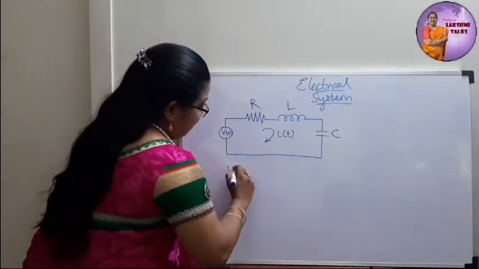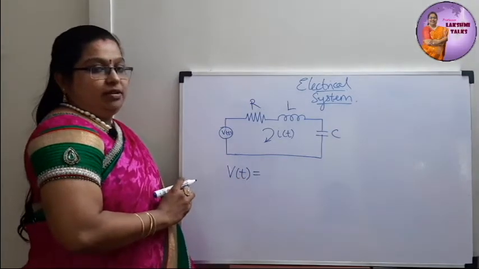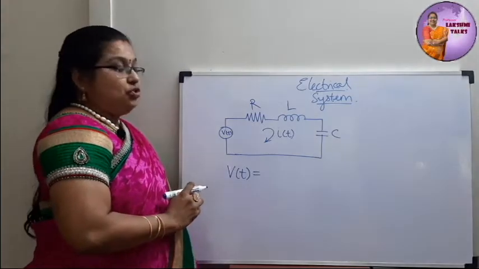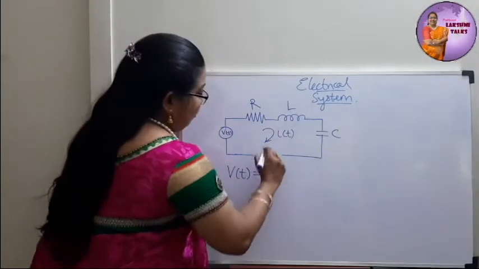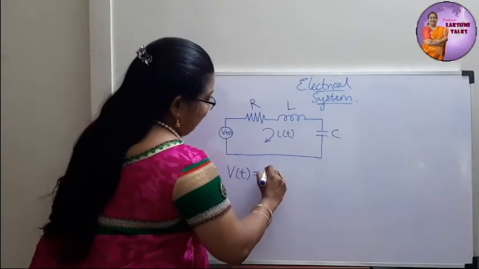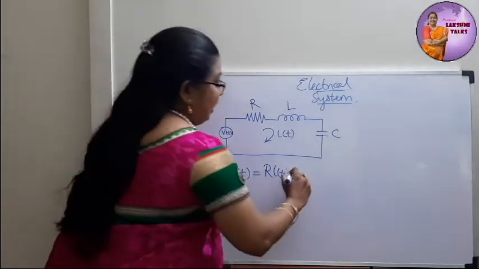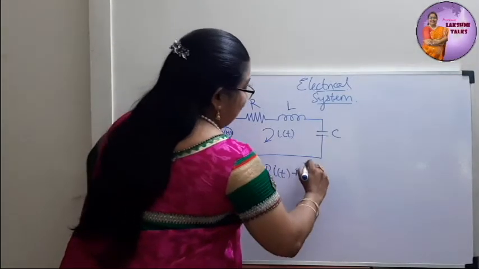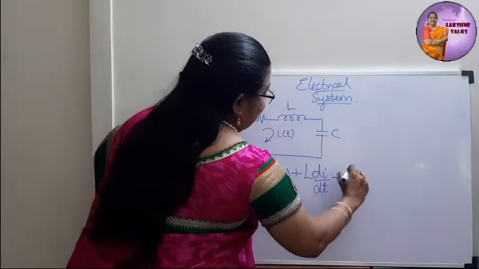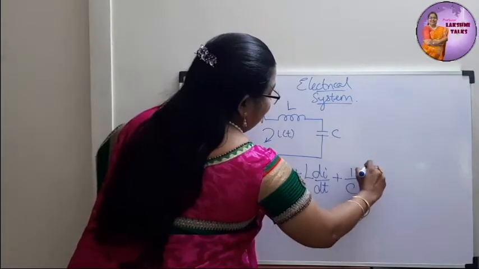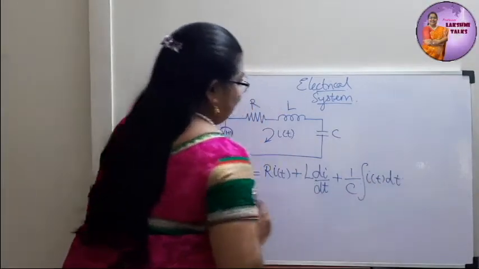It follows Kirchhoff's voltage law. The voltage applied is equal to the voltage drop across the three elements R, L and C. So, the voltage drop across resistor is given by R into I of t, and that across inductor is given by L di by dt, and the one across capacitor by 1 by C integral I of t dt.